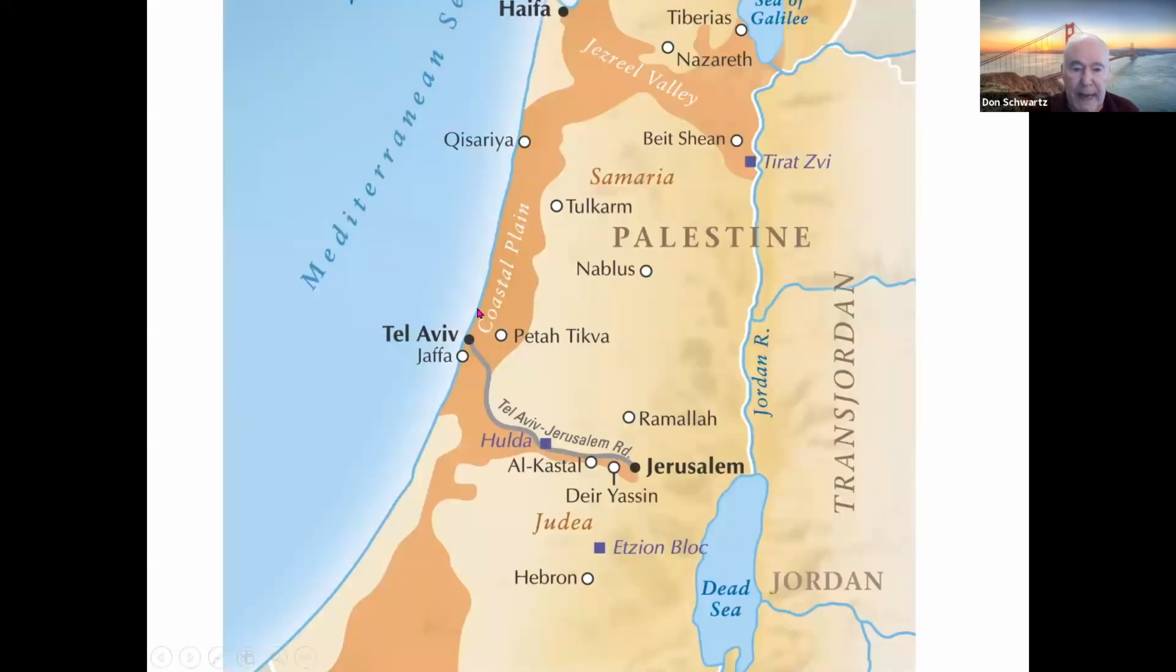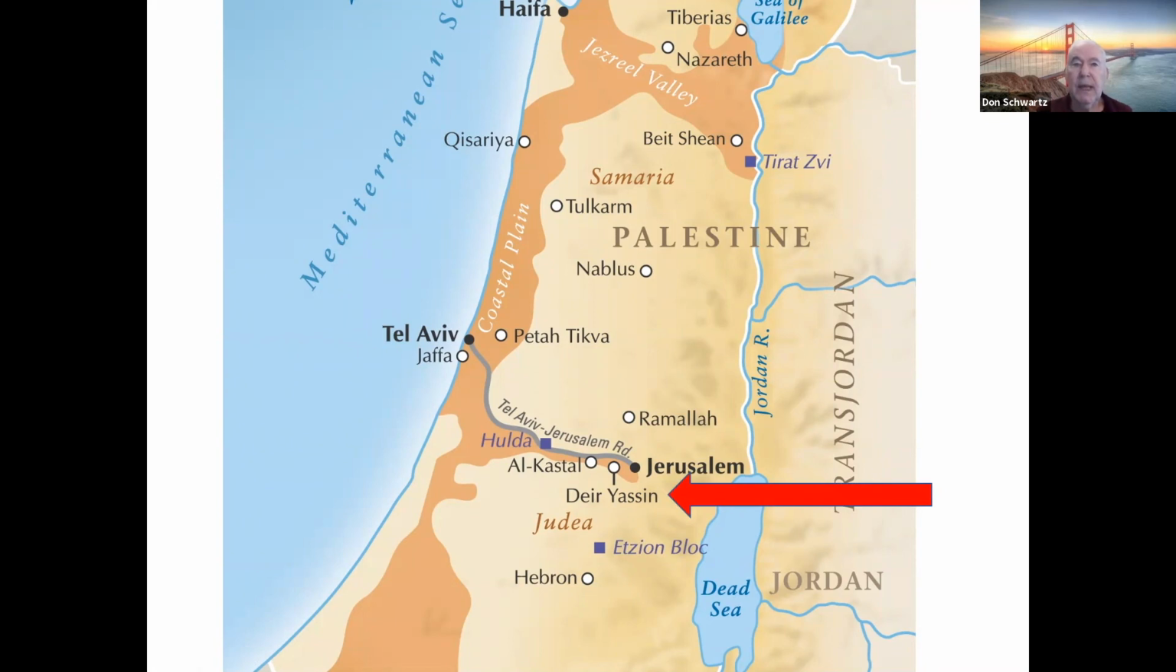Now, this map shows the road connecting Tel Aviv with Jerusalem. And in order for the Jews to secure this road, it meant they would have to attack Arab villages along the way. One of those villages was Deir Yassin. And what happened there would haunt relations between Jews and Arabs for decades to come.